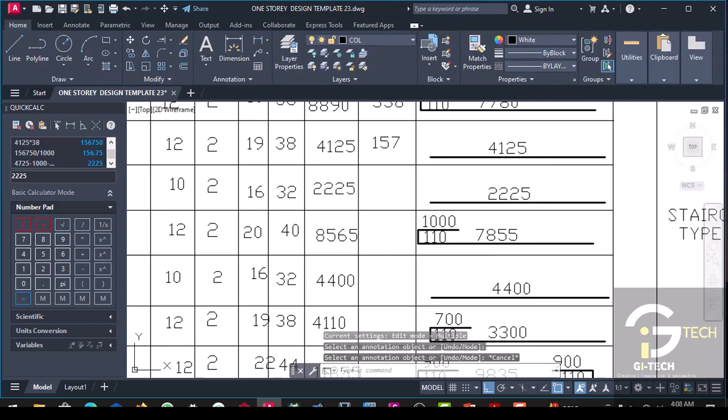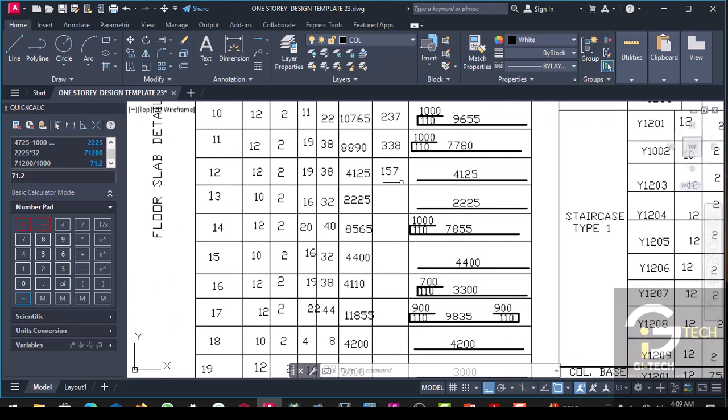So we multiply this by 32, divide it by 32. Then we divide this by 1000. So we have 71.2.